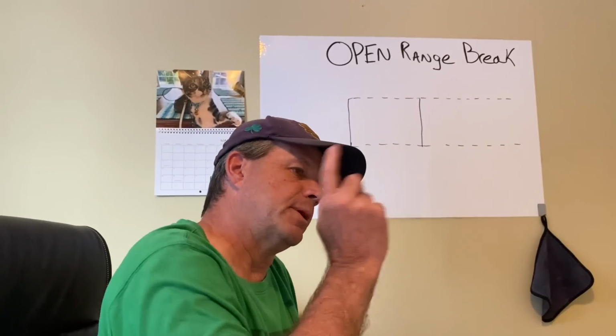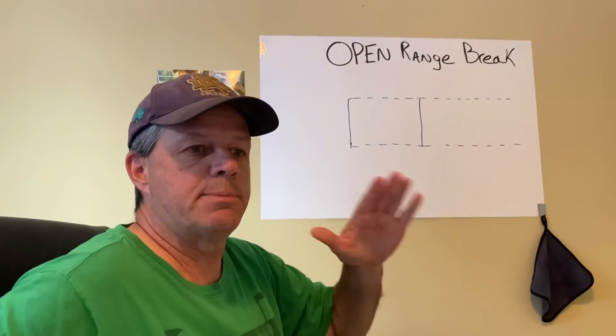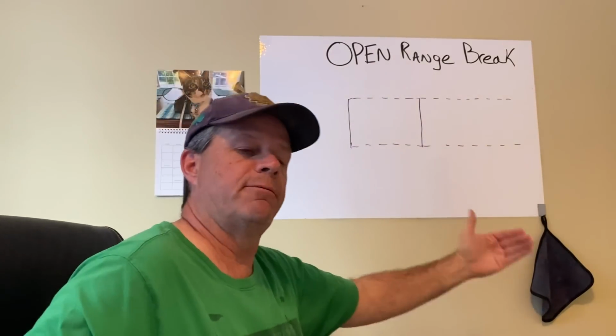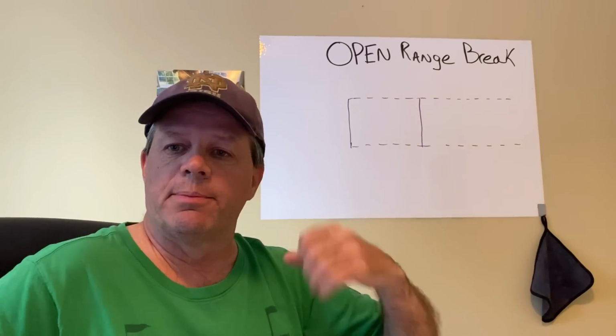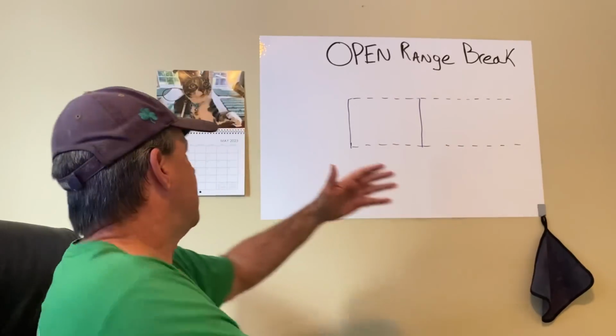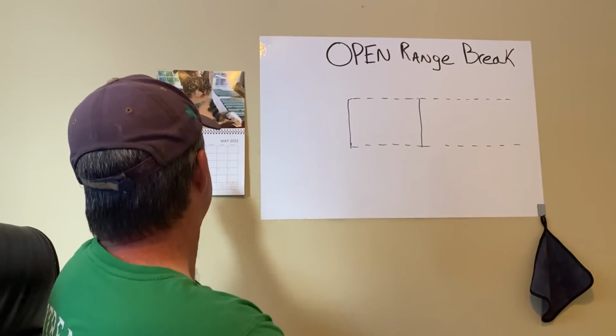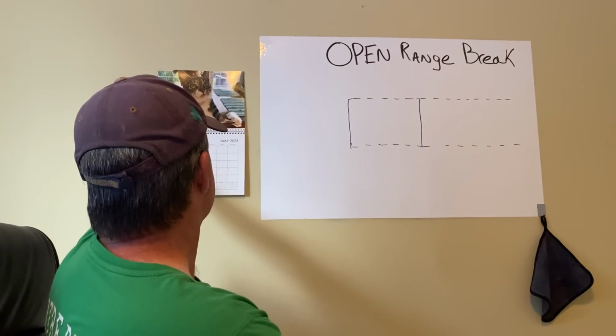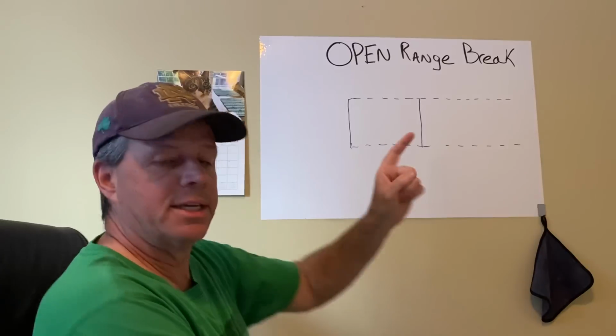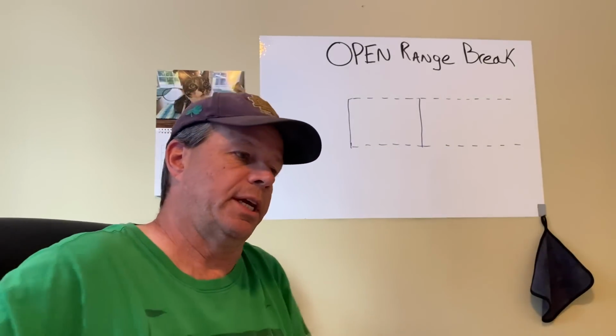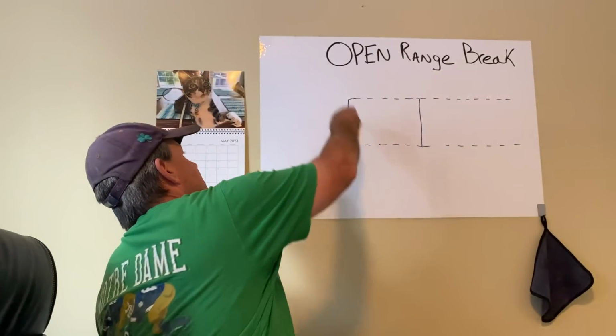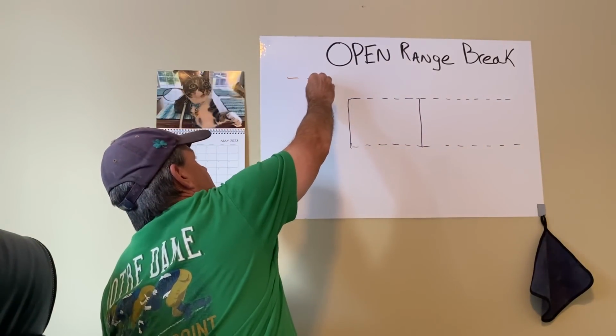So if you remember the overnight open, it's the 6 p.m. open from the day before. For example, on Monday, May 8th, it'll be the opening price of oil on Sunday, 6 p.m. Okay? So let's just hypothetically say that this is the opening price right here.